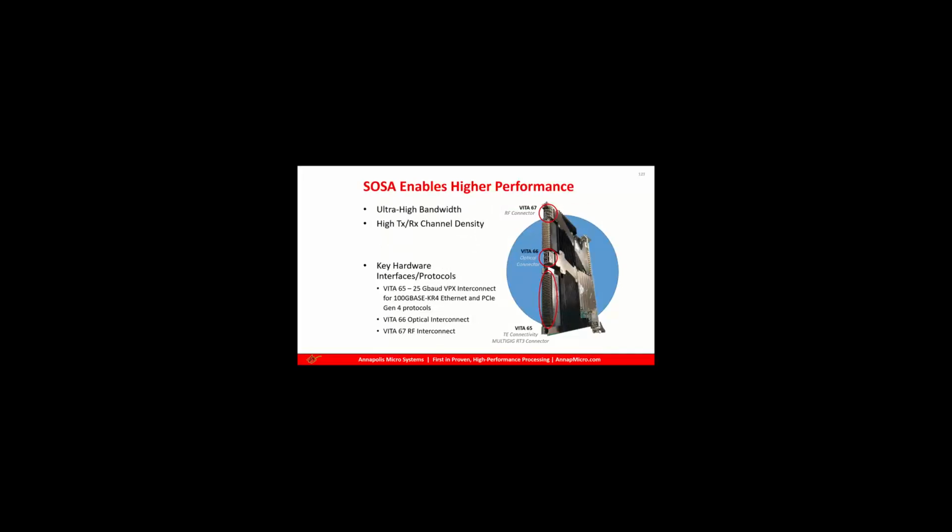So a few of those innovations that it allows are generally higher bandwidth and higher channel density. It allows us to integrate some of the key hardware interfaces that we need. So we need high bandwidth copper interconnect. We need high channel density in terms of coax RF connections, and we need high channel density in terms of optical I/O for some systems for fiber optic.